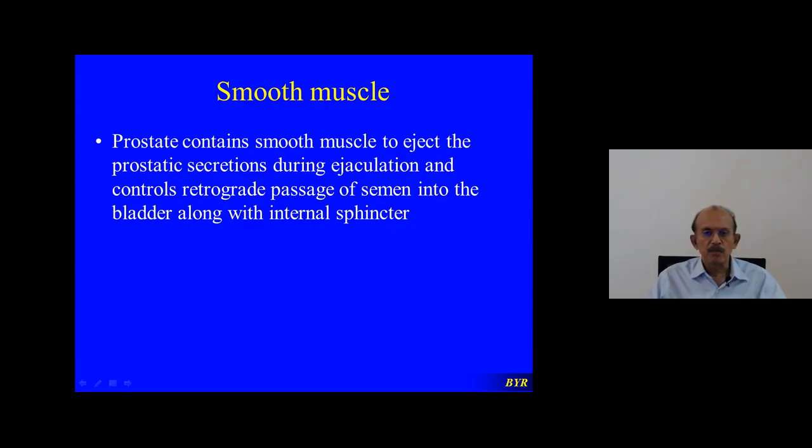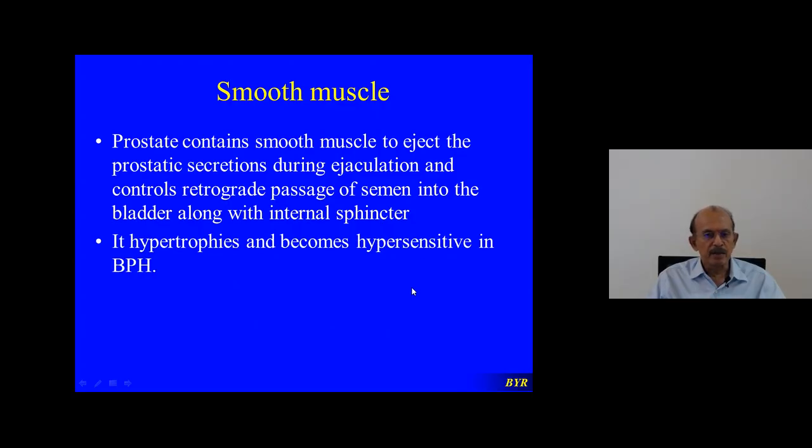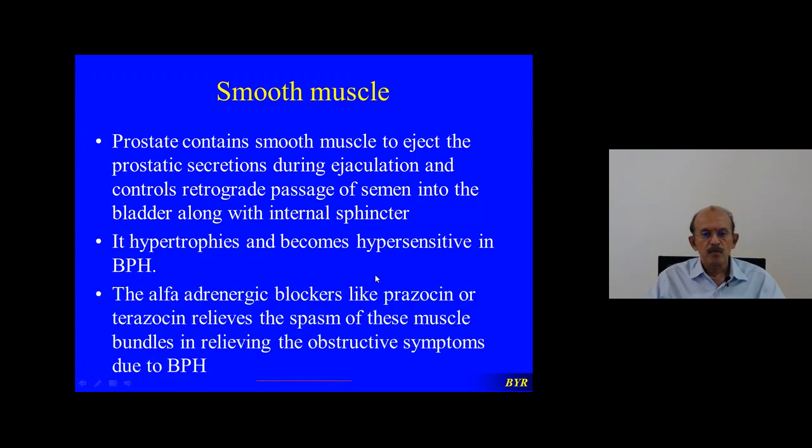Smooth muscle in the prostate. Prostate contains smooth muscle to eject the prostate secretions during ejaculation and controls retrograde passage of semen into the bladder along with the internal sphincter. This smooth muscle also gets hypertrophic and becomes more sensitive in BPH. The alpha adrenergic blockers like prazosin, terazosin relieve the spasm of these muscle bundles, relieving the obstructive symptoms due to BPH.